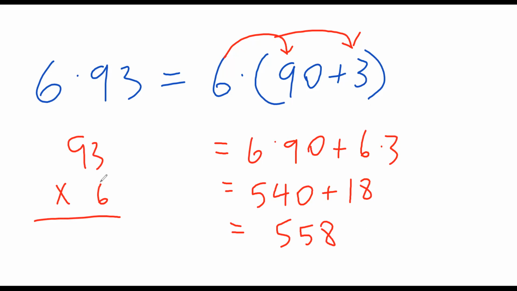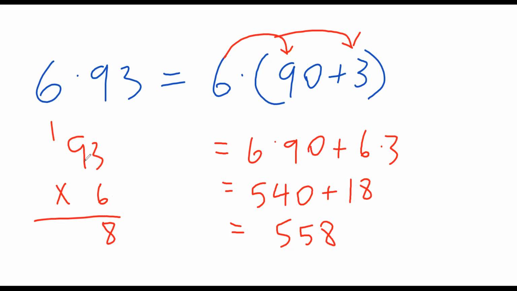Well, you're actually doing the exact same thing. You're doing 6 times 3 first, you're doing 18, and then you carry the 1. Then you're actually doing 6 times 90. You may not think it, but you are, because this 9 is not just supposed to be a 9 by itself. This 9 is representing a 90.